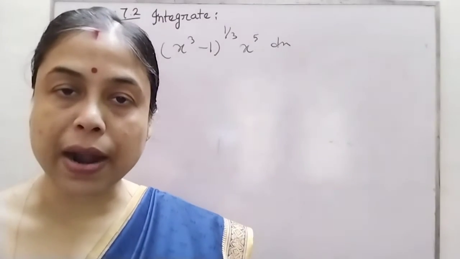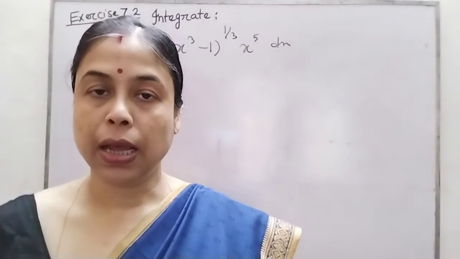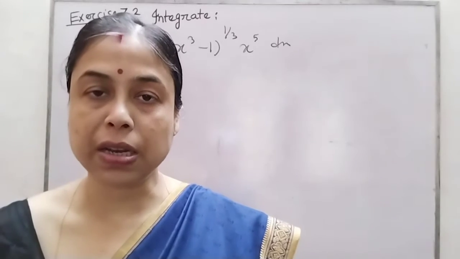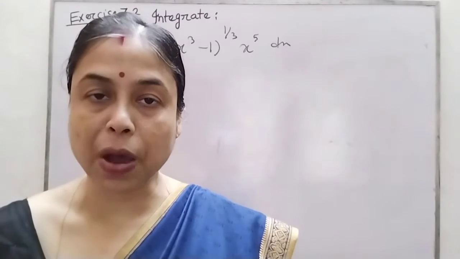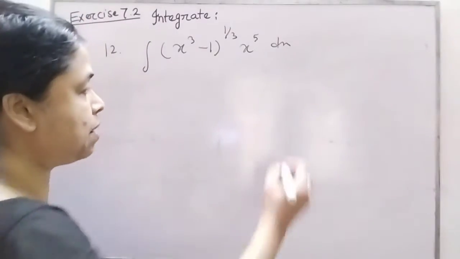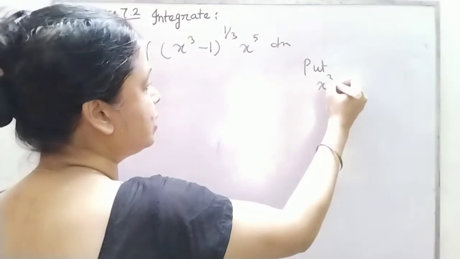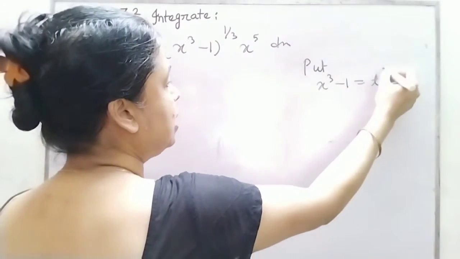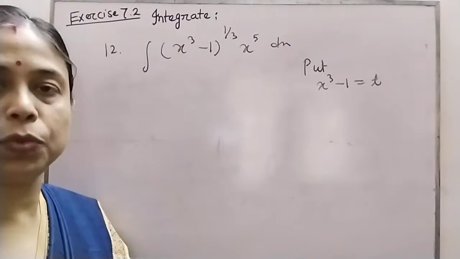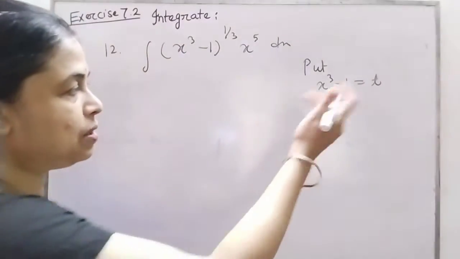As I told you earlier, in the case of a square root, we can use a square expression for the substitution. Like that, here also, in the case of a 1/3 power, you can use a cube expression. Let me show you by using that way. Let us consider x cube minus 1 equal to say t cube. Or, if you want, you can write it as t. No problem will be there, only the difference will be in the power. Okay, let us do it like this.